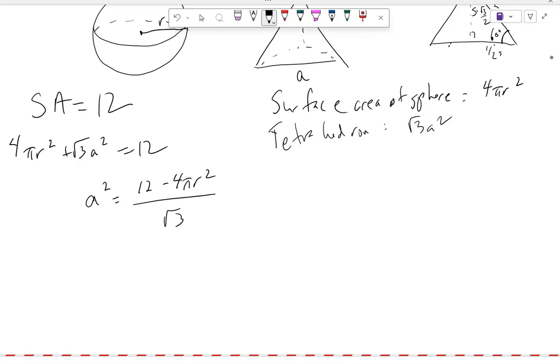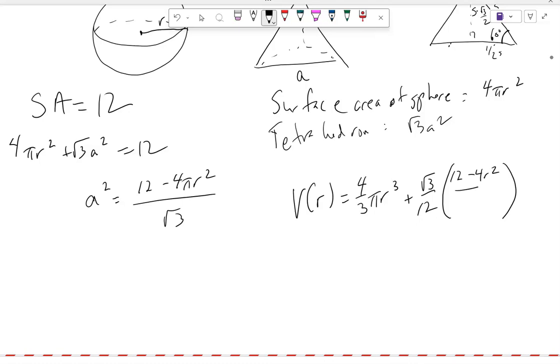That would be a squared. So then your volume in terms of the radius would be 4/3 pi r cubed, pardon me, plus root 3 over 12 times 12 minus 4r squared over pi r squared over root 3 to the 3/2. Since it was a cubed, I had to do the 3/2 power. And then that's the function that you want to take the minimum of.